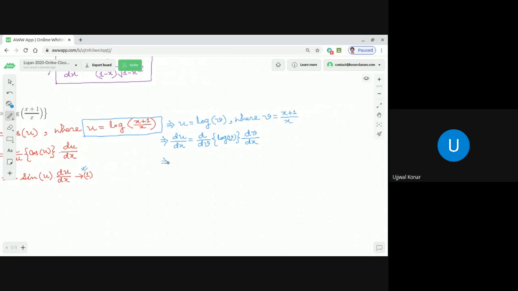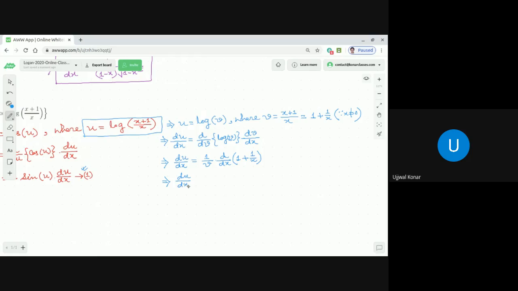From here what do we get? We get du by dx is equal to d by dv of log v, which is what? 1 by v, into d by dx of v. What is v? v is x plus 1 by x. That you can simplify: that is equal to 1 plus 1 by x, since x plus 1 by x means x by x plus 1 by x. Obviously, since x is not equal to 0, that's why you are able to define it. Otherwise, the question doesn't make sense.